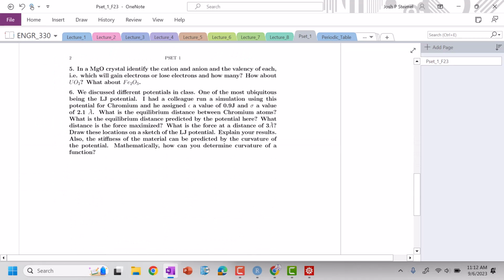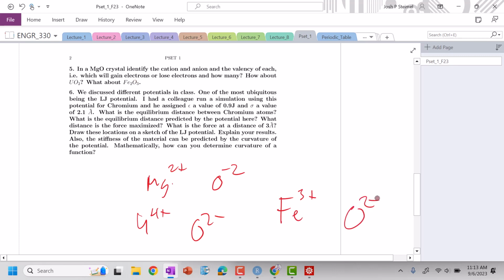And there we go. MgO. Mg is our cation, 2+. O is our anion, 2-. So it gives away 2 electrons, gains 2 electrons. What about UO2? U is going to be 4+ because oxygen is 2-, and there are 2 of those oxygens. Iron has got to be 3+ because there are 3 oxygens, each 2-. That's going to be 6, so we need electroneutrality.